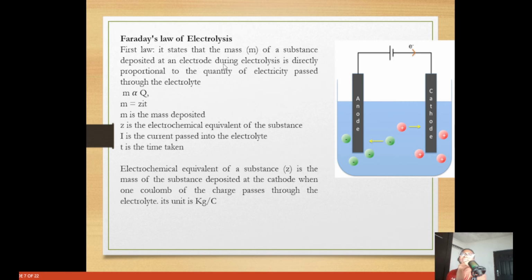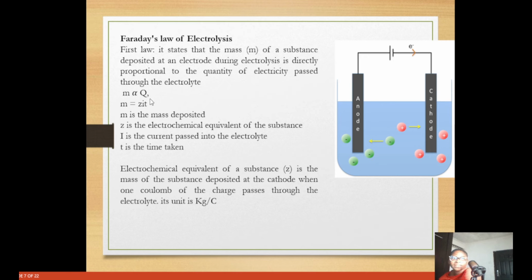The first law states that the mass of a substance deposited at an electrode during electrolysis is directly proportional to the quantity of electricity passed through the electrolyte. Again, the first law states that the mass of a substance deposited at an electrode during electrolysis is directly proportional to the quantity of electricity passed through the electrolyte.